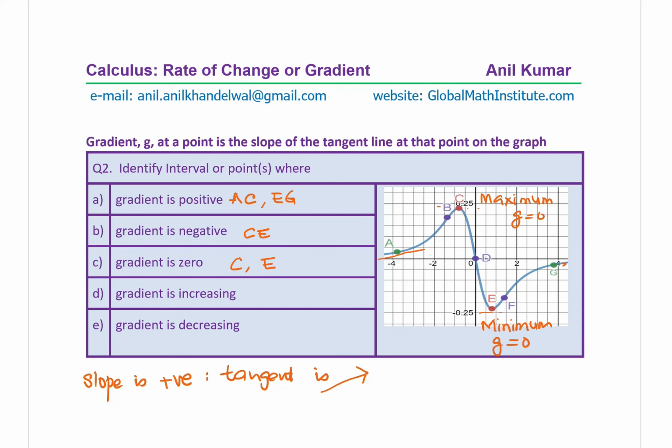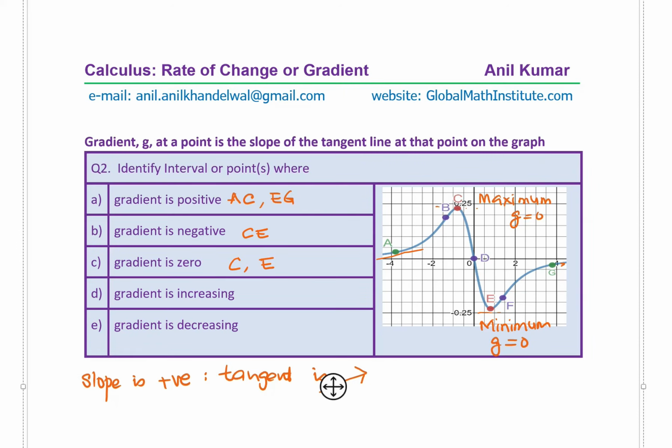Now another interesting thing we have discovered here is that the gradient at C changes from increasing to decreasing. That is how it changes at a maximum. Whereas in the case of a minimum, the gradient changes from decreasing to increasing. That gives you the minimum value. So it's a very important visual display of how we identify a maximum or minimum from a given graph.